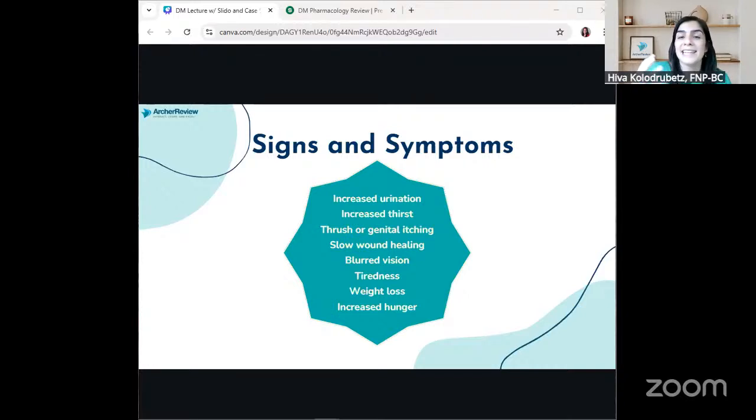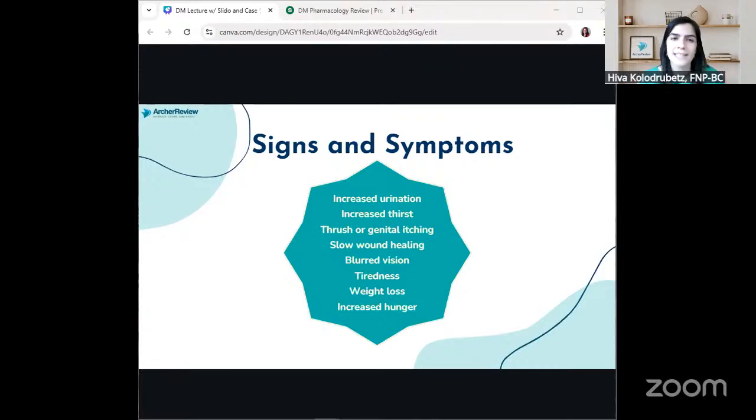Their body is desperate for that energy, so it's going to start breaking down its fat reserves. So initially you'll see some weight loss. And then with that fatigue, with that lack of energy on the cellular level, you're going to see that increased hunger because the body's just starved, right? Even though our patients may be gaining weight.